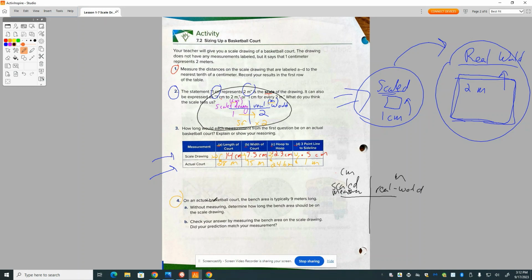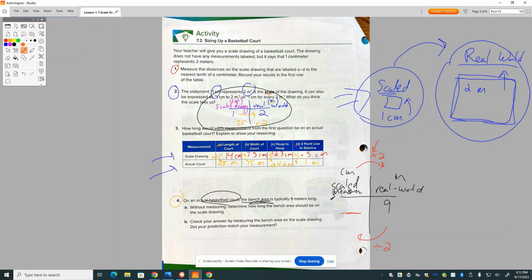Now they are telling me that the actual basketball court, the actual bench is 9 meters long. So that means that my 9 would be on the side of the real world. Now without measuring our scale drawing on the basketball court, let's go ahead and find out what the scale measurement would be. Now, remember that our scale factor has not changed. In order to go from our scaled to our real world, we know that we have to multiply those values by 2. Now, in order to work backwards and figure out how to go from real world to scale, we're going to do the opposite. So instead of multiplying, we're going to go ahead and divide by 2.